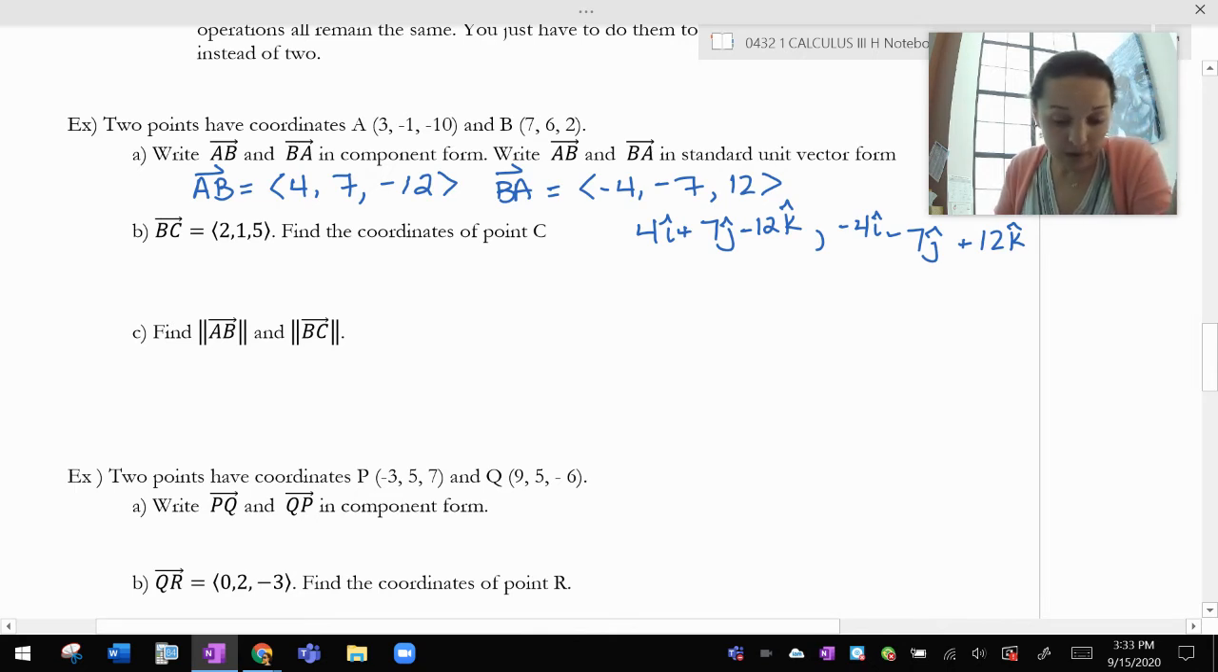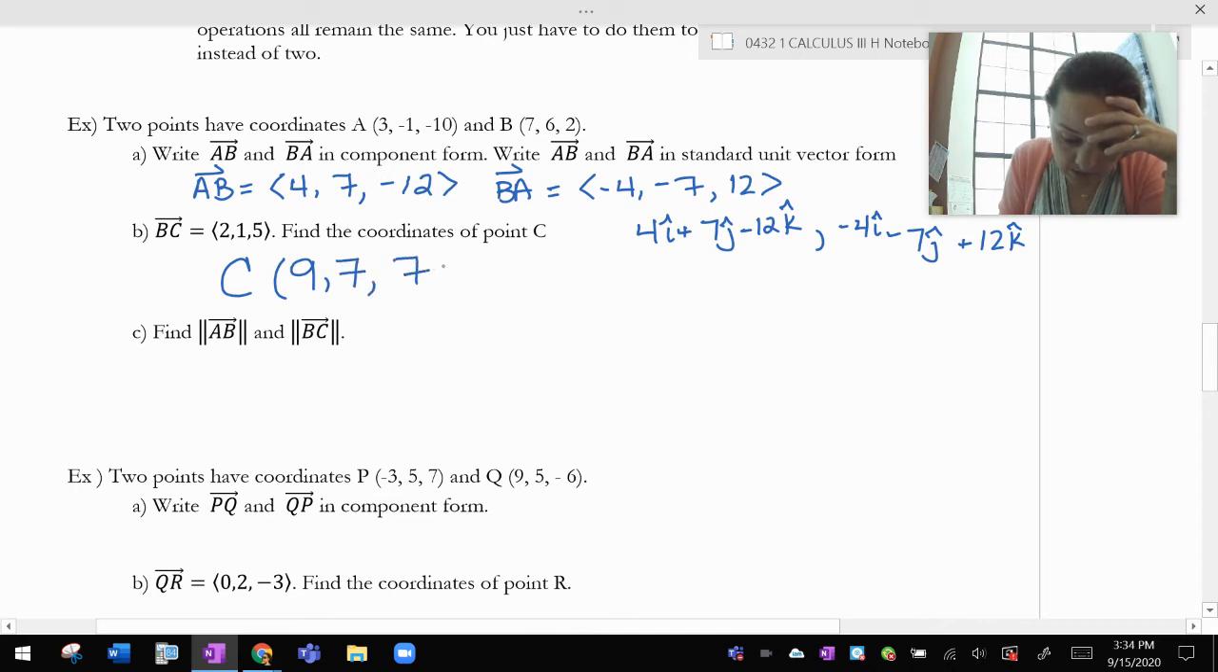BC is √215. Find the coordinates of C. That means to get from B to C, x increases by 2, y increases by 1, z increases by 5. So since B starts at (7, 6, 2), C is going to be at (9, 7, 7). Oops, not a bracket, parenthesis.